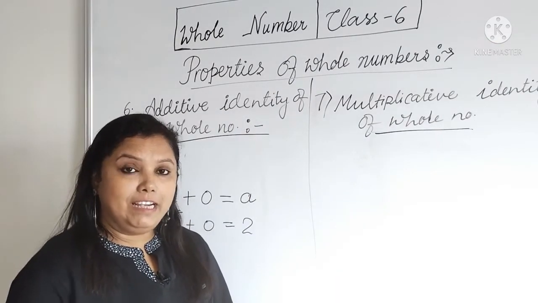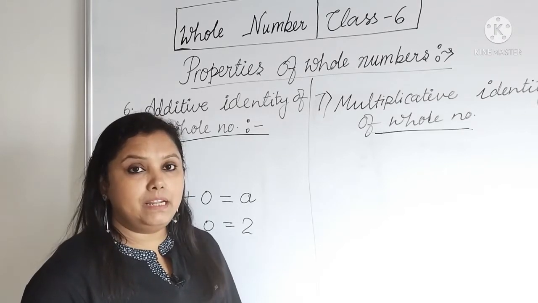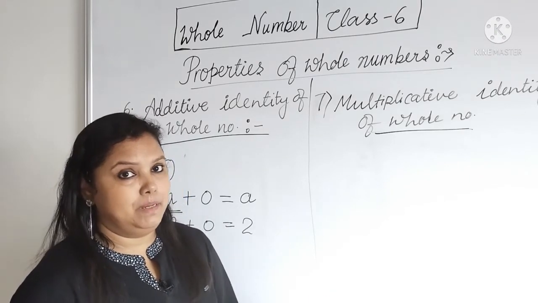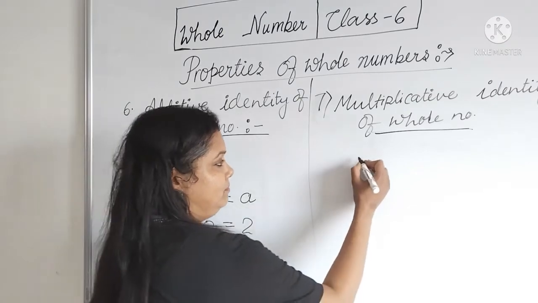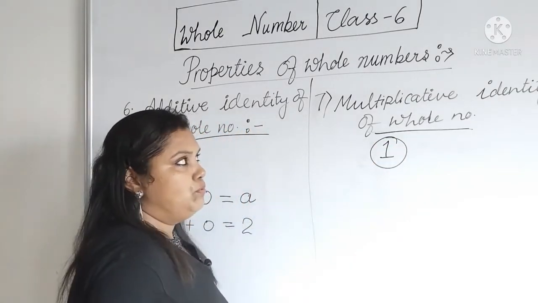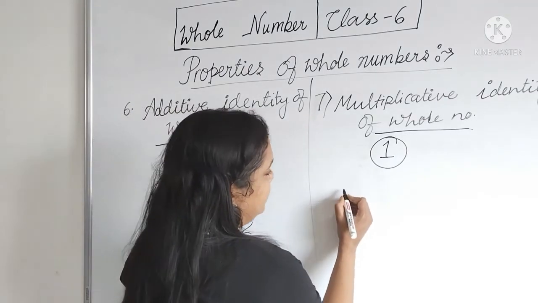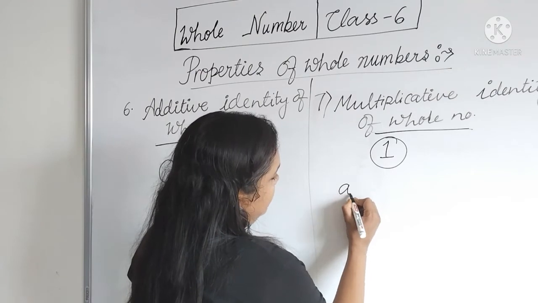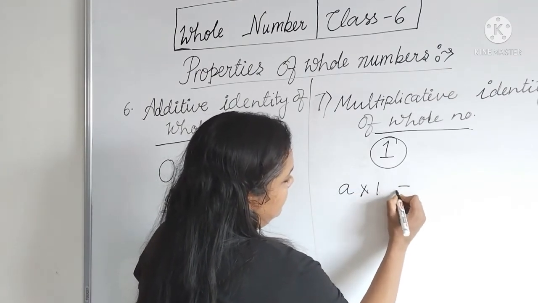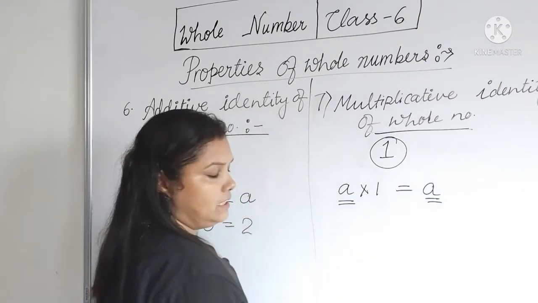So we have to find out the number by which we can multiply any number and we are going to get the same number. What will be that number? It can be 1. So 1 is the multiplicative identity of whole number. Let's see. A multiplied by 1 will give A. That means the identity of this A is not changing.